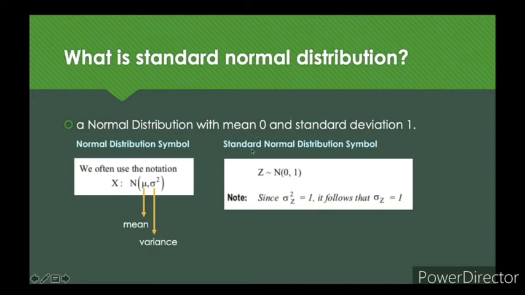The second one here is the standard normal distribution symbol. The mean is 0 and the standard deviation is 1. In this case, the first number represents the mean, so the mean is 0, while the second one is the variance, because the variance, or sigma squared, or the standard deviation squared, is 1. That means that the standard deviation is also 1.